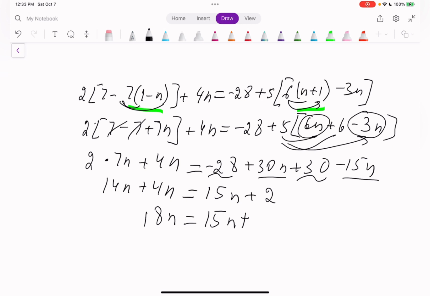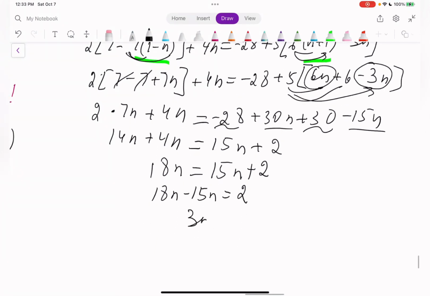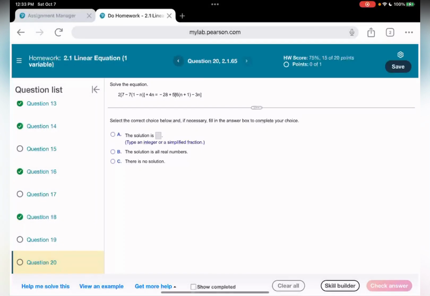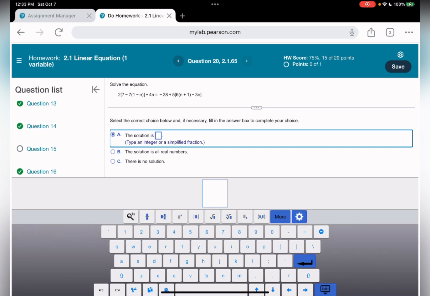Right? One second. Okay, and moving 15n to this side, 18n minus 15n is equal to 3n equals 2, n is equal to 2 over 3, 2/3. All right? And that is our last question. Let's put it, 2/3.